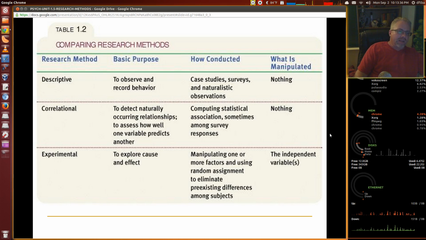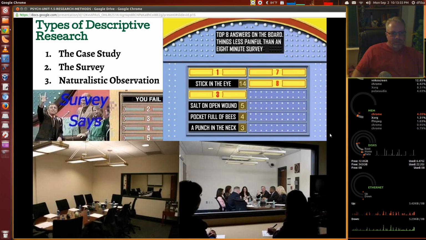So experimental is the third way, and it means to explore cause and effect. So now you have an independent variable that is manipulated, and you're manipulating one or more factors using random assignment to eliminate pre-existing differences among subjects. We'll see all of this. First, let's focus on descriptive research. You've got the case study, the survey says, and naturalistic observation.